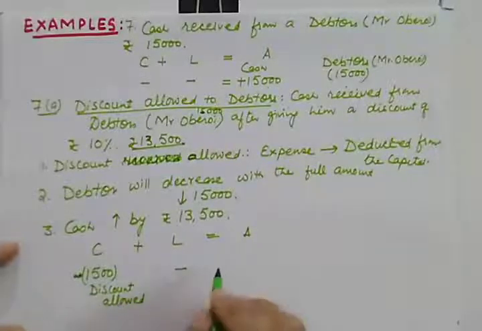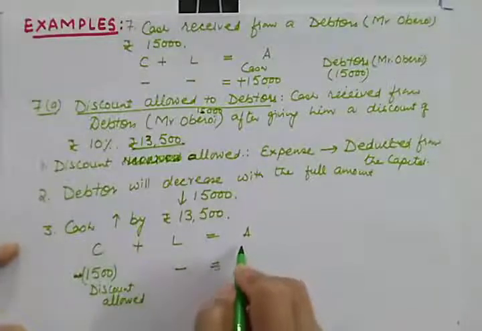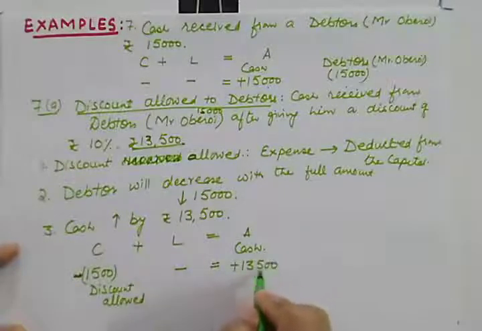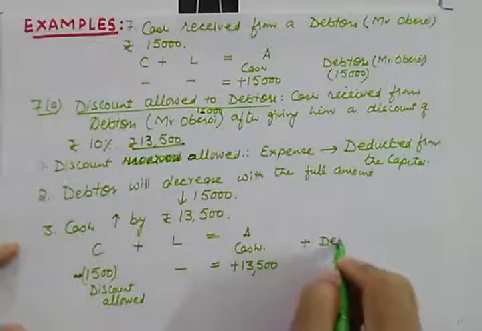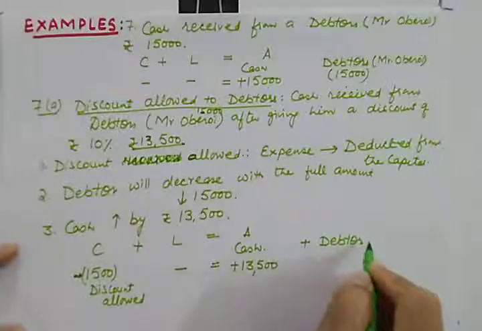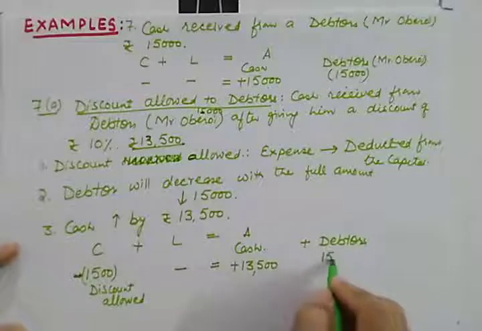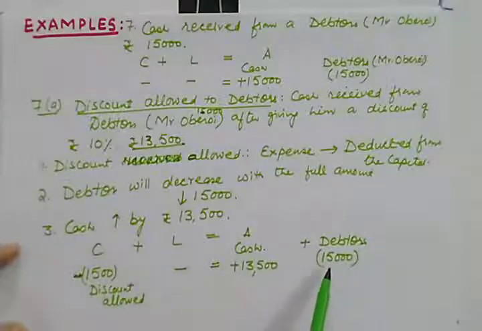No change on liability side. And on asset side, yes, what will happen on asset side? Your cash will increase by the net amount 13,500, and your debtor will decrease by 15,000. So this is the net impact.